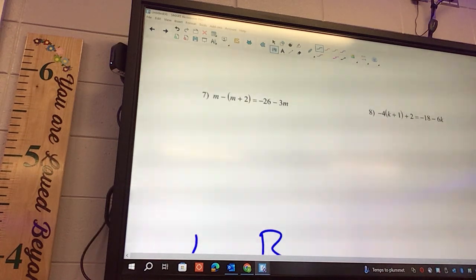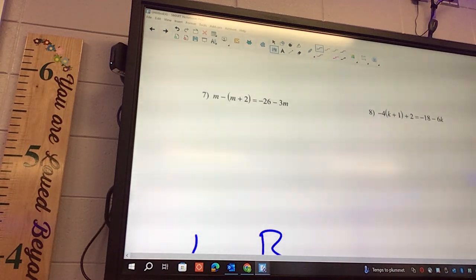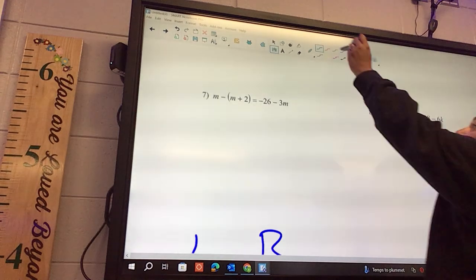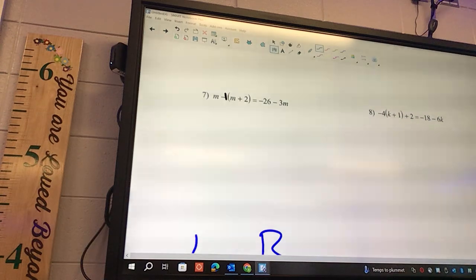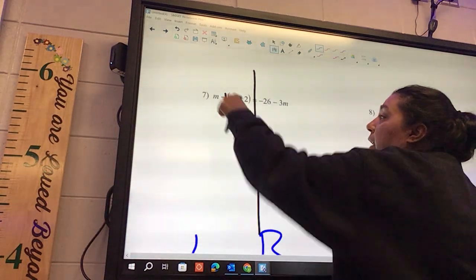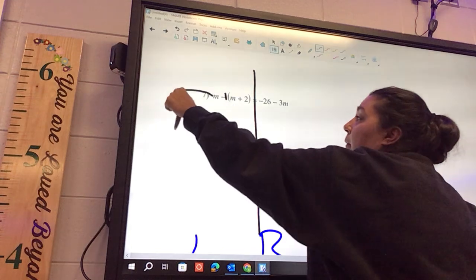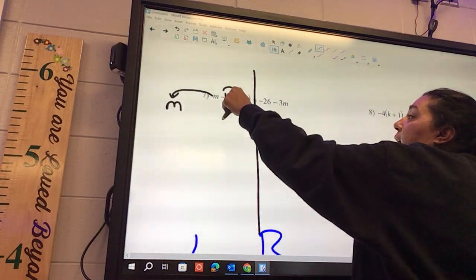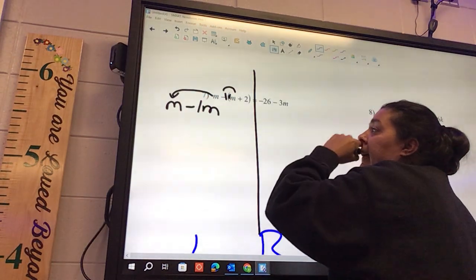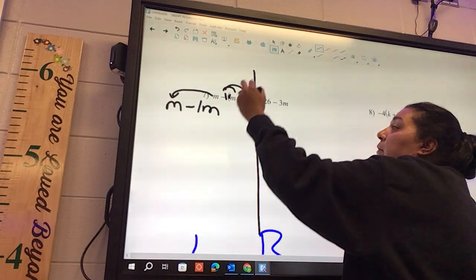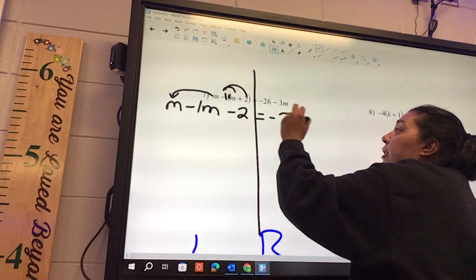Okay, 7. The parentheses need done first. What needs done to them, though? Multiply them by -1, or just make them negative. You always need to add a 1. We do need to add the 1, and I think when we add the 1, maybe it'll make a little more sense. So what are they getting multiplied by? -1. Okay, so the M is gonna stay, that's this M. -1 times 1M, it's gonna be -1M. -1 times 2, -2, and the other side is not changing.